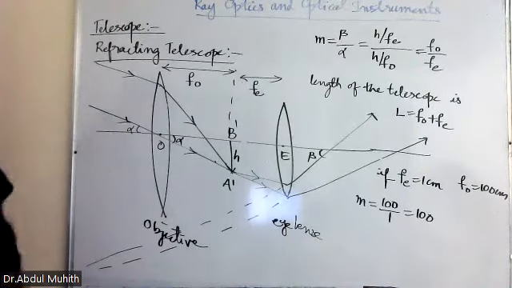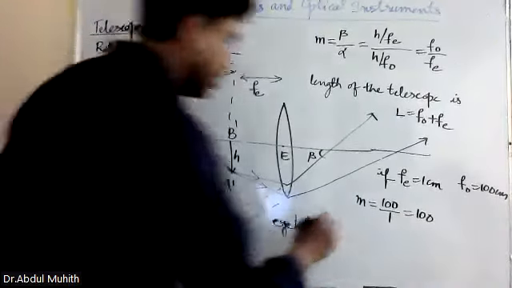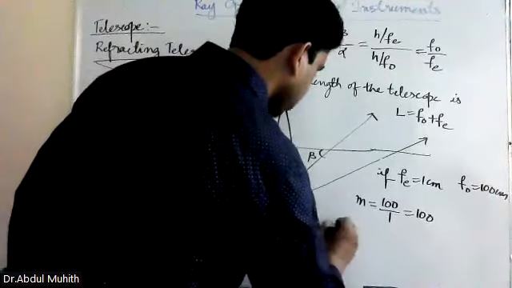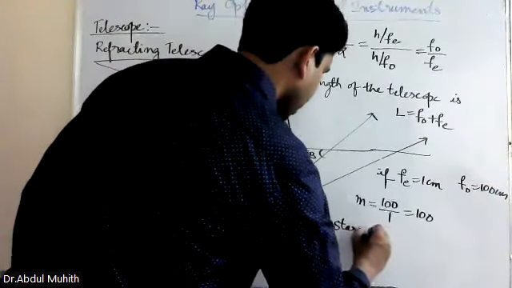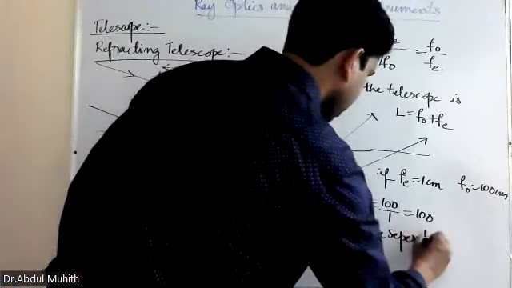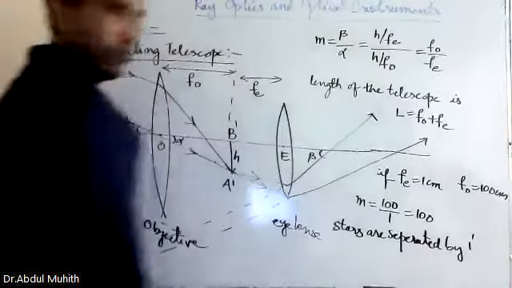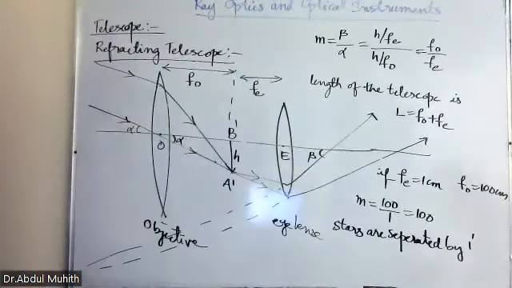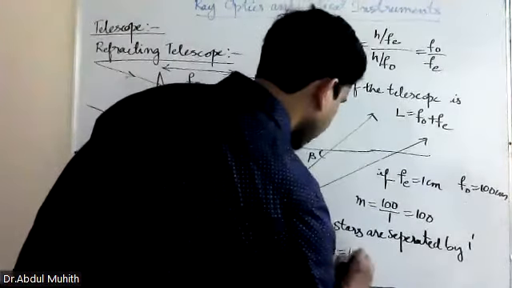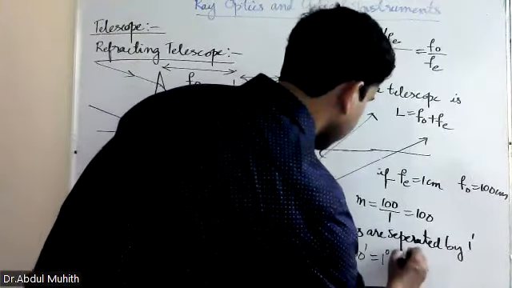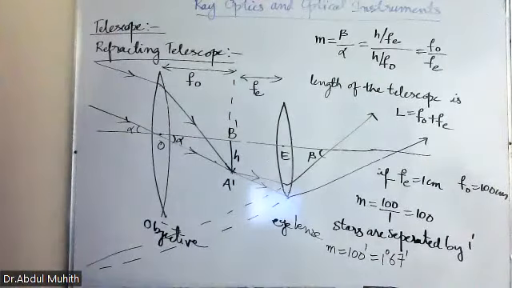And one more thing, if there is a pair of stars, a binary star, separated by an actual angle of one minute, then after magnification it won't be 1 minute. After magnification it will be 100 minutes. 100 minutes means 1 degree, 67 minutes. This much will be the magnification. In the separation also, it will show this much. Is that clear? So this was about the refracting telescope.